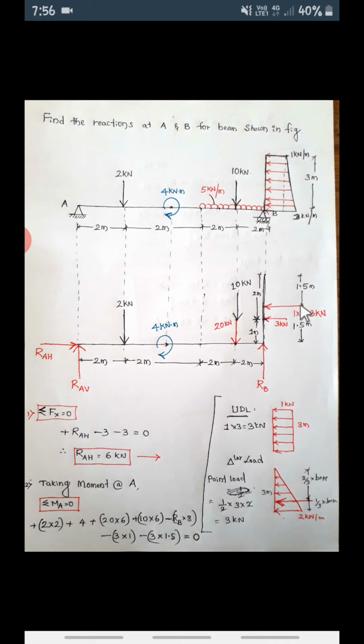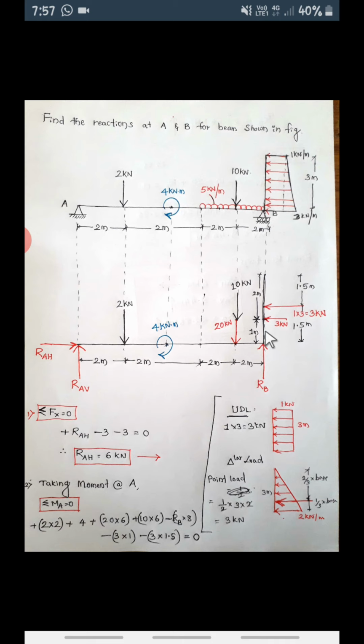So what we have seen here: 1 into 3 will be 3 kilonewton, converting this UDL. And where is this 3 kilonewton acting? Half of this 3 meter. Half of 3 meter means from here it is 1.5, and from here to B it is 1.5.